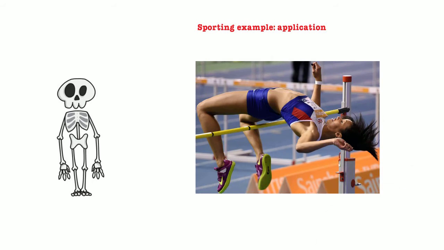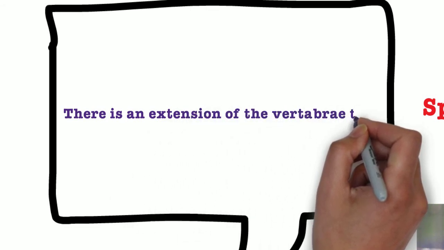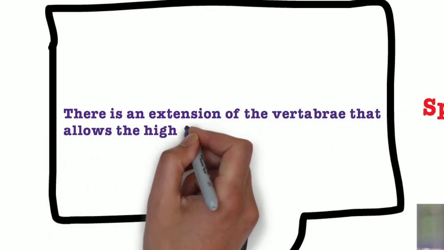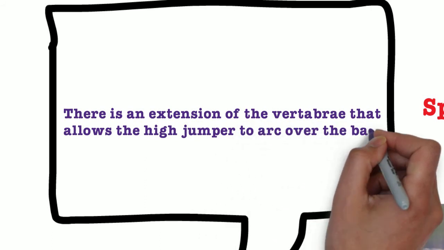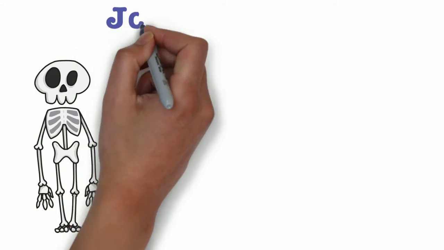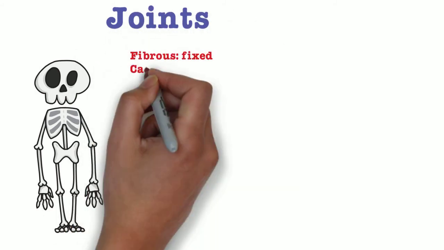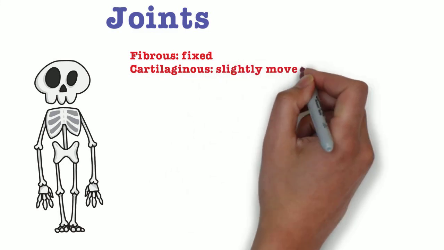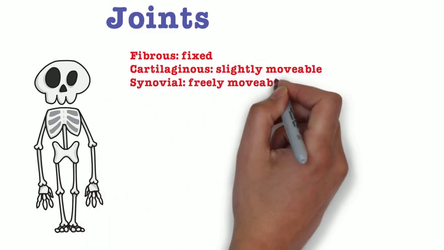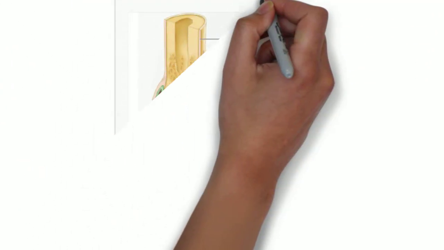Okay, so the example that I would probably use here is the high jump. Now, how can we write that out? There is an extension of the vertebrae that allows the high jumper to arc over the bar. Nice and simple. Okay, so the other thing that we need to be able to do is identify the different types of joints. The classifications of joints are the fibrous, cartilaginous and synovial, and you may have heard them known as the fixed, slightly movable and freely movable before.